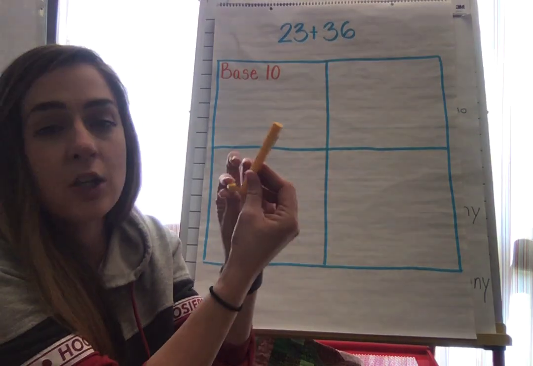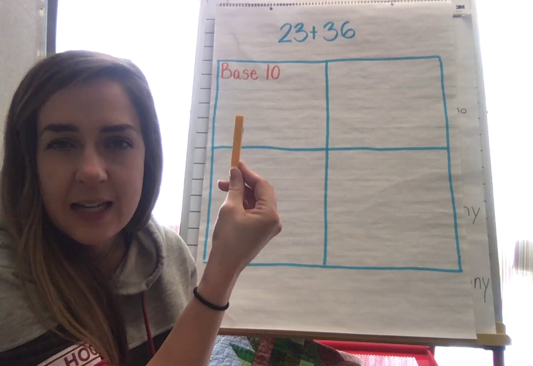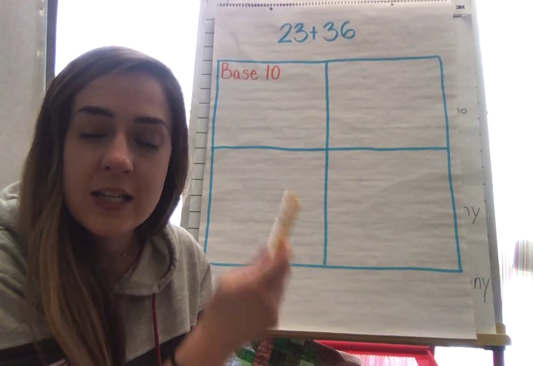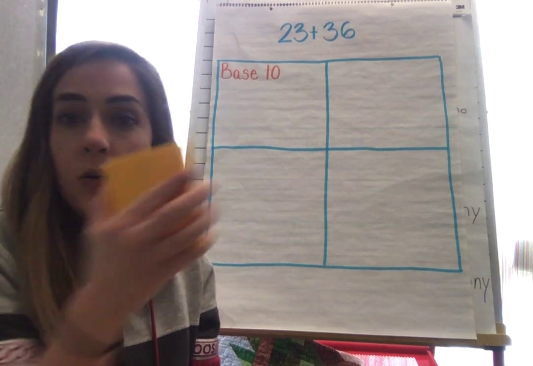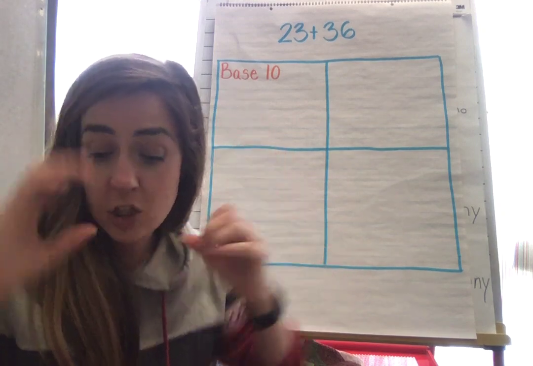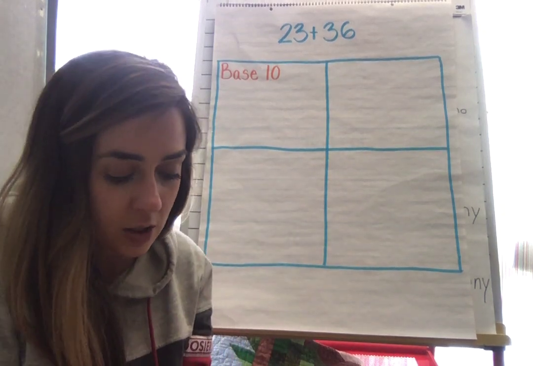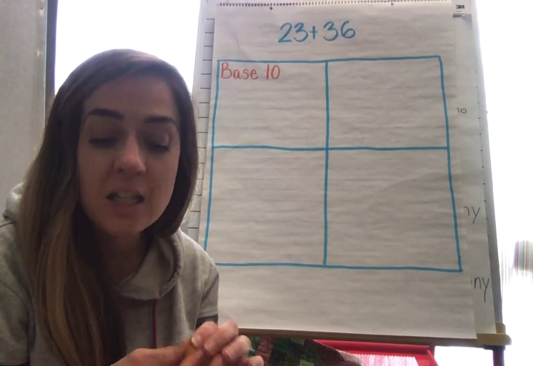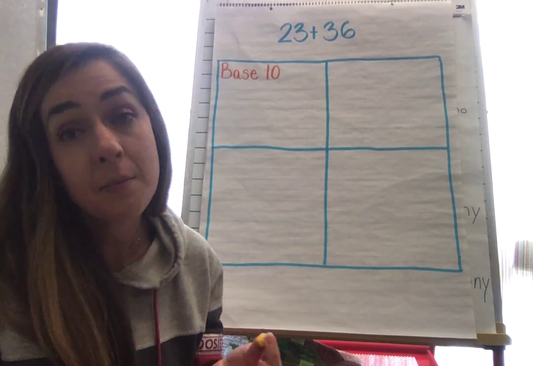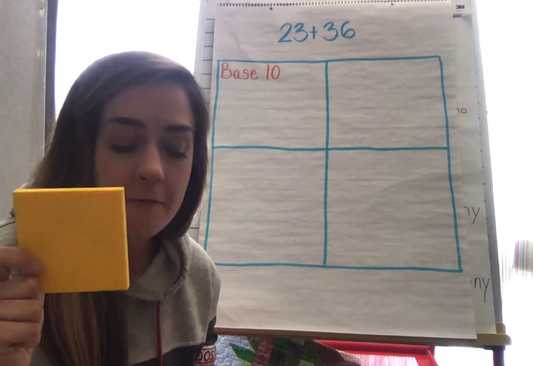If you put 10 cubes together, it equals 1 stick. That's why it's called base 10, because 10 cubes equal 1 stick. 10 sticks equal 1 flat. 10 flats equal a big thousands cube. Now I want you to pay special attention when you are drawing your sticks or cubes, or sometimes you might need to draw a flat.